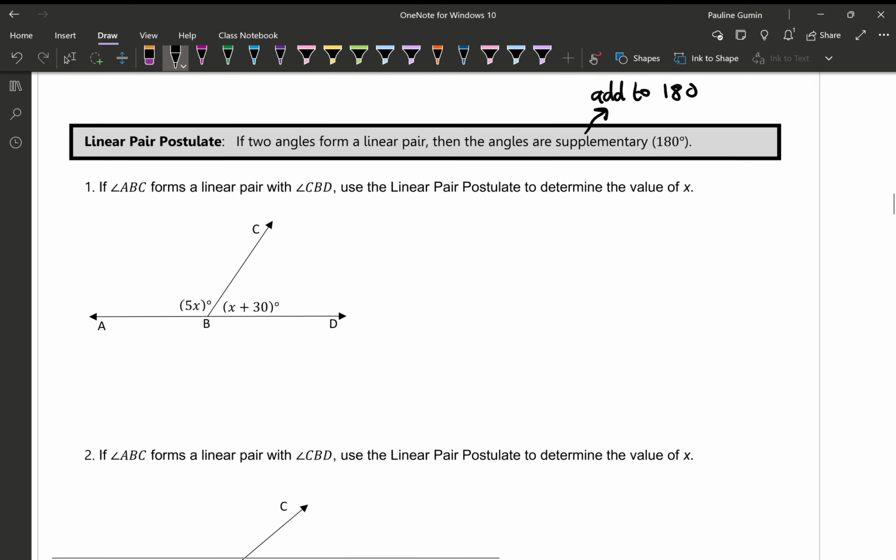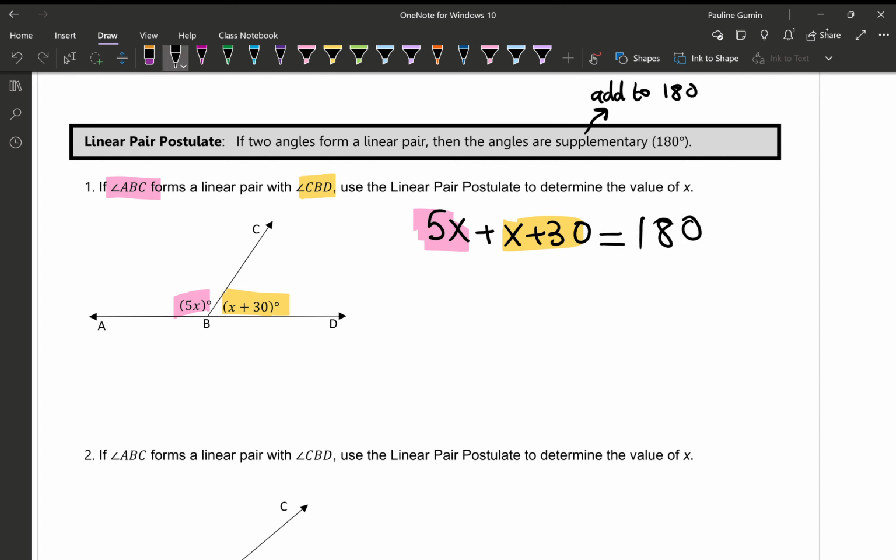So in number 1, if ABC forms a linear pair with CBD, let's use the postulate to determine x. All right, so we got 5x plus x plus 30, because that's ABC, plus CBD, and together they're supplementary, so they add up to 180.